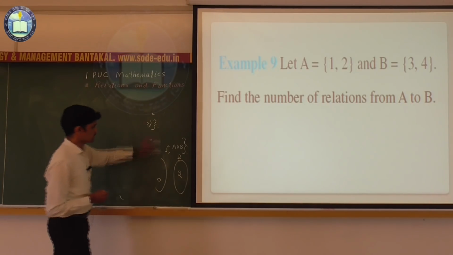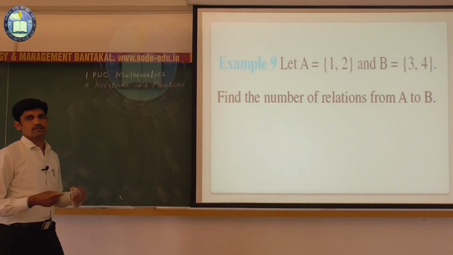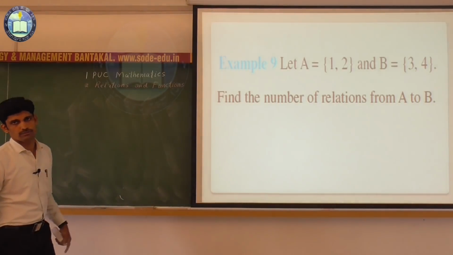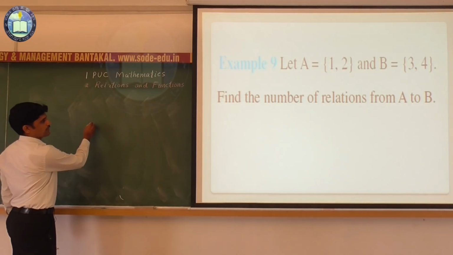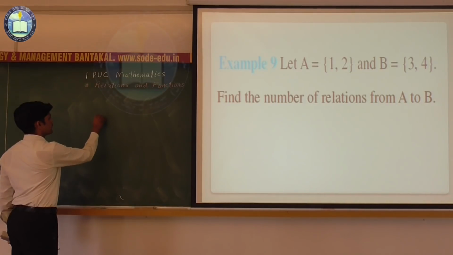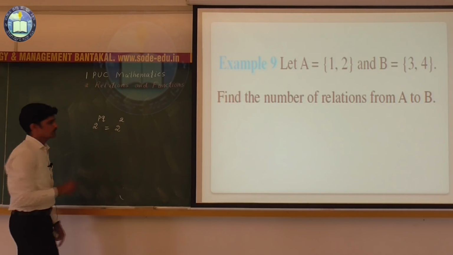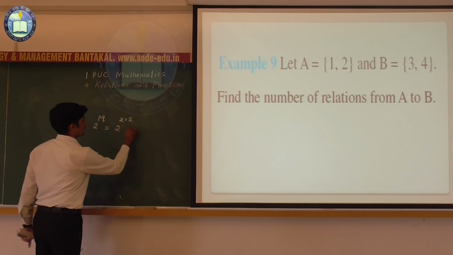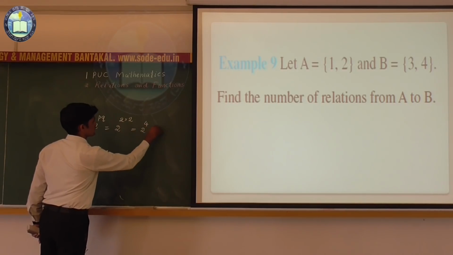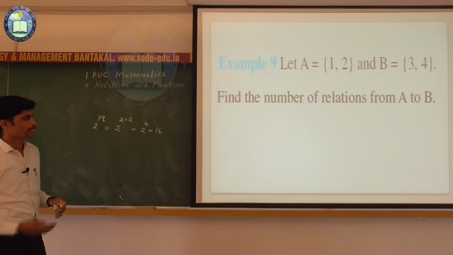Therefore, the number of relations is equal to the number of subsets, or the number of elements of the power set of A cross B. That is, the number of relations is equal to 2 to the power pq, where p is equal to 2, the number of elements in the first set, and q is equal to 2, the number of elements in the second set. Therefore, we have 2 to the power 4 is equal to 16 relations from A to B.